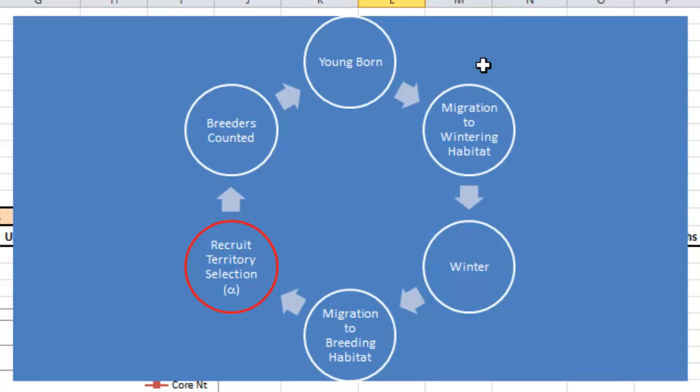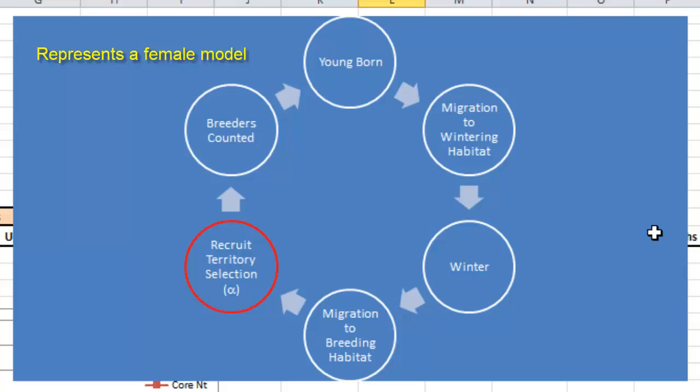There are a few things in this life cycle you need to keep in mind. The first thing is that this is an example of a pre-breeding census. We count the birds, the adults that are on the breeding ground. They've just landed on their territories and are singing, and then they have offspring. So we're not actually counting any chicks. We're just counting adults. And the second thing to keep in mind is that this model represents a female model.